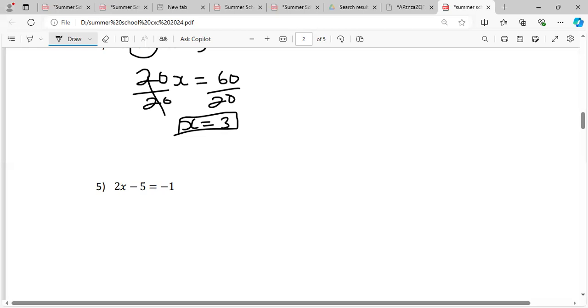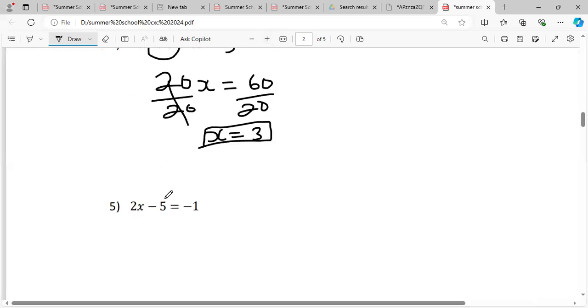So we have 2x minus 5, and our answer should be negative 1. Not positive 1, but negative. So we have to be careful with that, right? So this is minus 5. What's the opposite of minus 5? Plus 5. Anything we do to one side, we do to the next side. So this comes in now, negative 1 plus 5. This is the same as saying we have 1 negative and we have 5 positive.